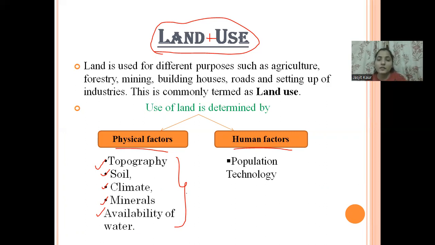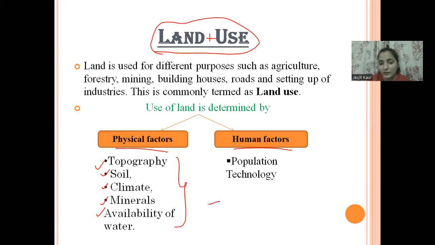If we have a land in a very hot climate or a very cold climate, it is very difficult for people to use that land for agriculture. So they must be using it for different purposes, for different activities, like they can establish small scale industries over that land, or they can use it for other purposes, but definitely not for agriculture. And then we have minerals.